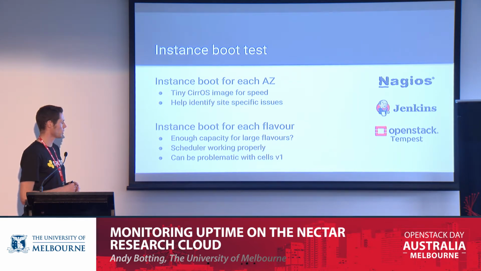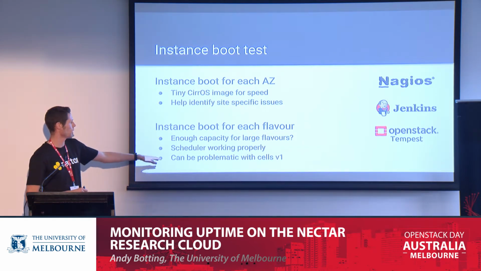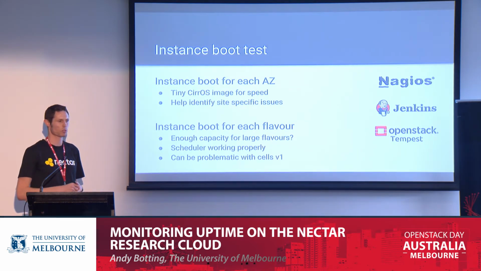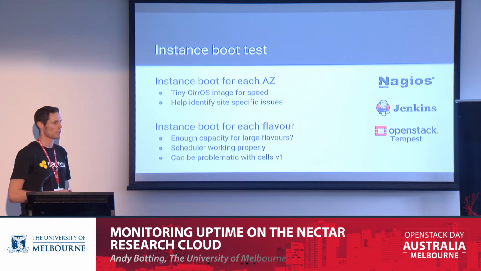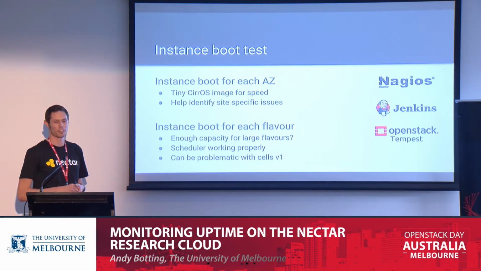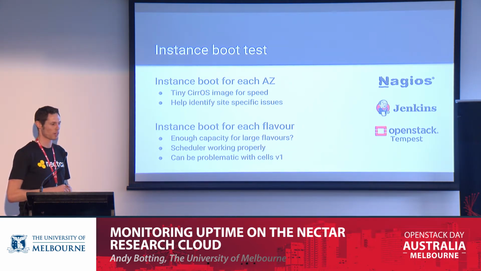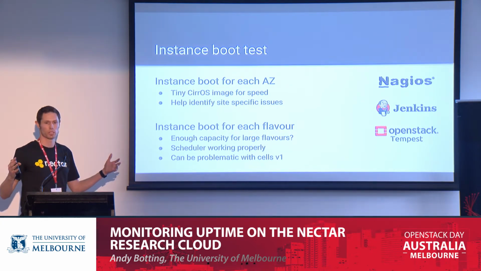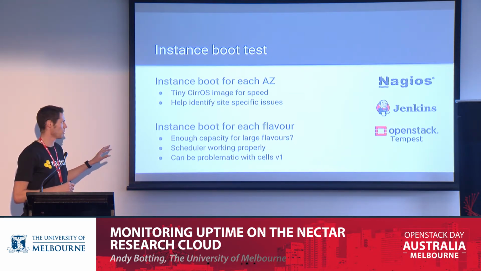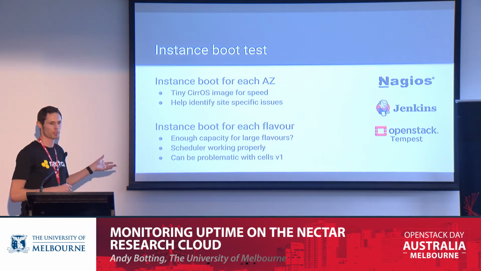You see the last point there, can be problematic with cells v1. So we operate with cells, which helps us scale across sites. Cells v1 is not recommended for use in production, but it was the only way that we could get the features that we wanted from our cloud. It helps us to scale in the way that we need. Cells v1 has scheduling within Nova, and Cells v1 can have problems.